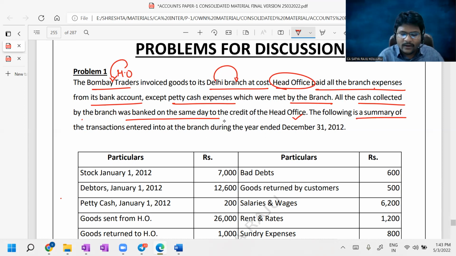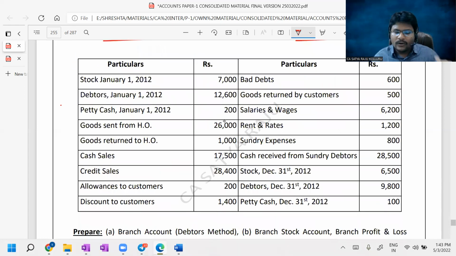The following is a summary of the transactions entered into the branch during the year ended December 31st, 2012. What is such information? Opening stock, opening debtors, opening petty cash, goods sent from head office, which means goods sent to branch, GSB. Goods returned to head office: the information is given from the branch point of view, but we are providing the accounting treatment in head office books. That's why for head office, it is treated as goods returned from branch.